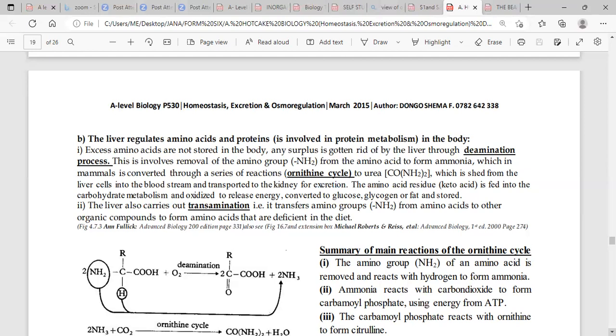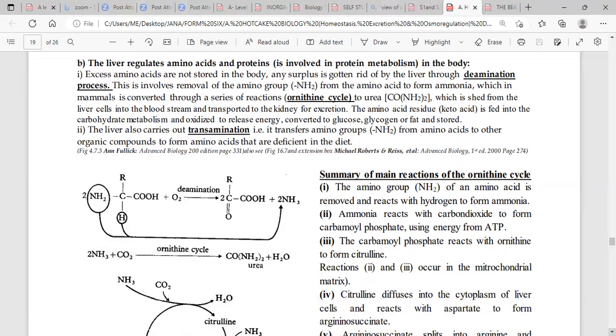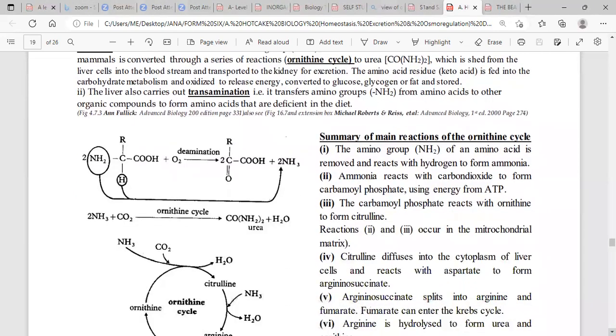The liver also carries out transamination. That is the transfer of amino groups from amino acids to other organic compounds to form amino acids that are deficient in the diet. Because these amino acids are in large amounts, once they are in large amounts, the only way we can remove them is through deamination and transamination, transferring the amino groups from the amino acids to other organic compounds to form amino acids that are deficient in the diet. You can look at this one.